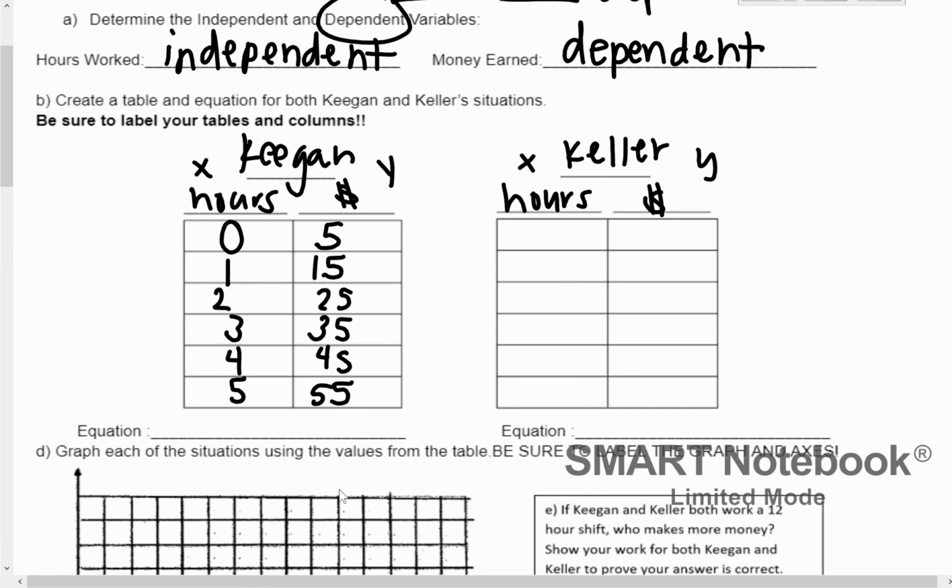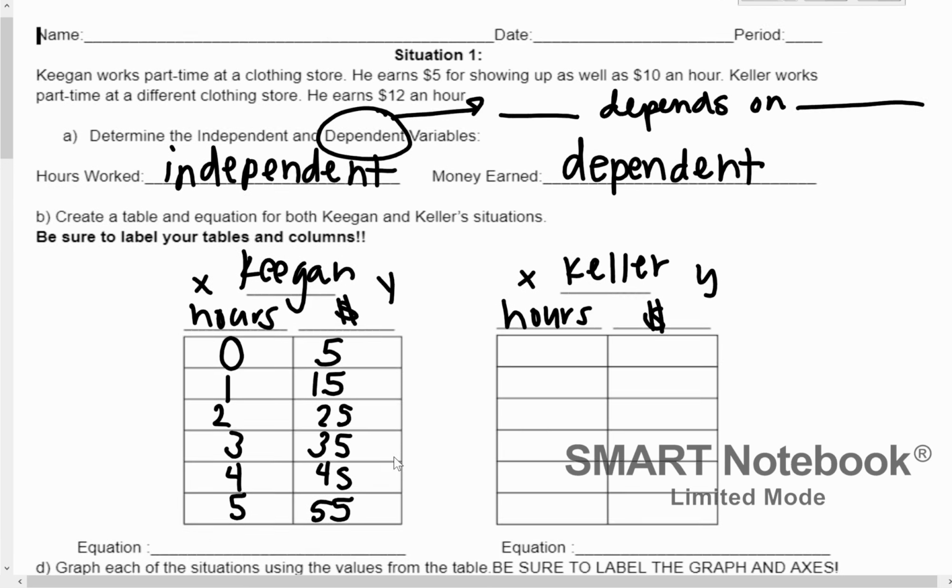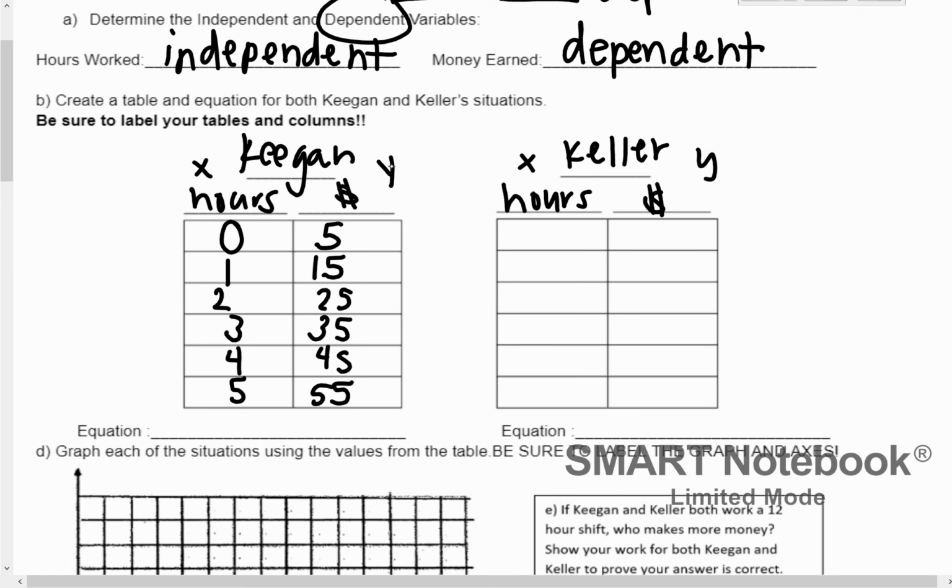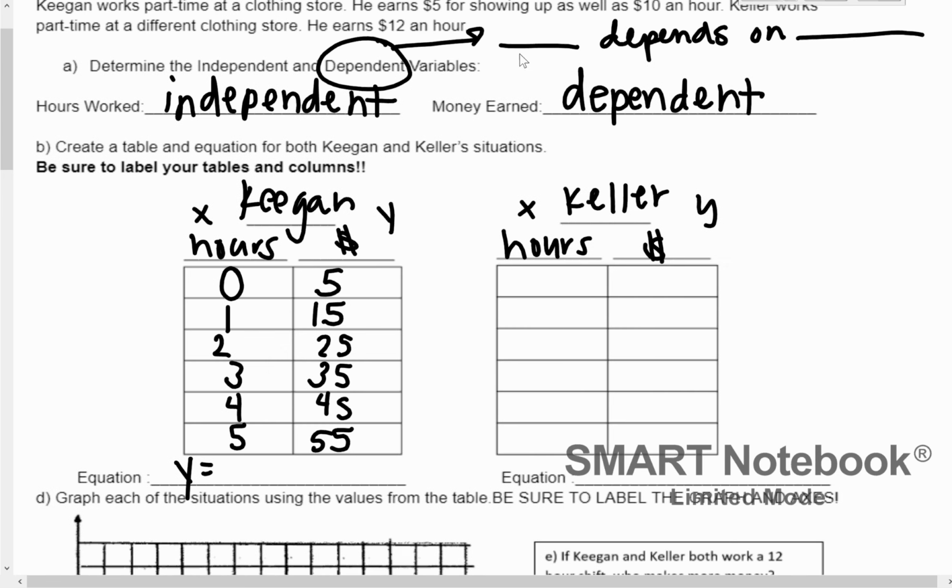If we're just using X and Y, remember our equation is always y equals, because our dependent variable is what it's equal to. So the money he earns is equal to however many hours he works times how much he makes an hour. So 10x will tell us how much he makes for working each hour. And then we have to add in that $5 that he gets for just showing up. So our equation would be y equals 10x plus 5.